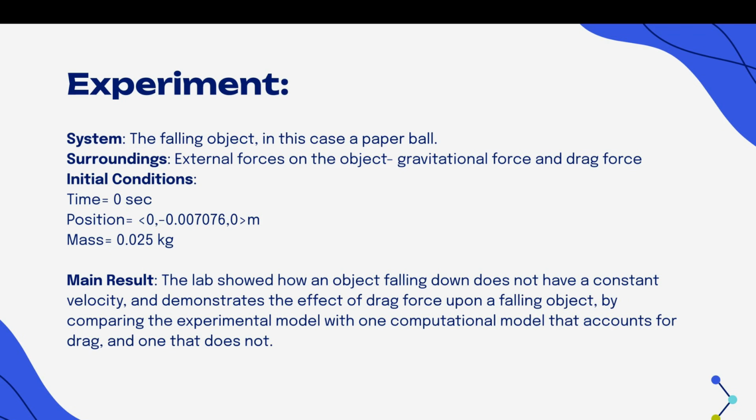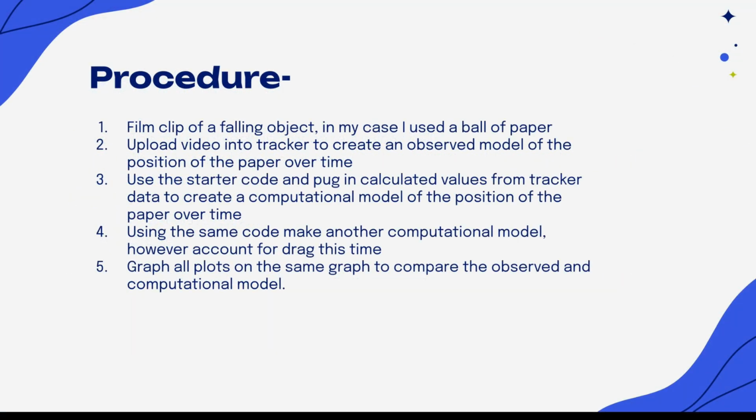one that does not. So the procedure was to film a clip of the falling object and then upload a video into Tracker to create the experimental model of the position of the paper over time, and then using the code create two computational models, one with drag and one without, and then to graph them all to compare them.